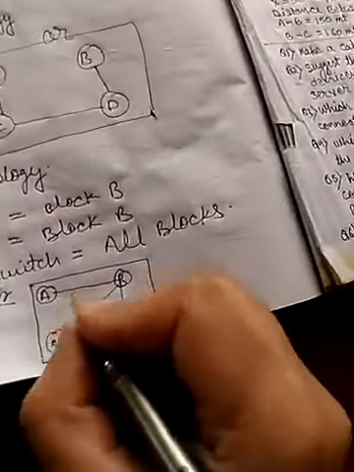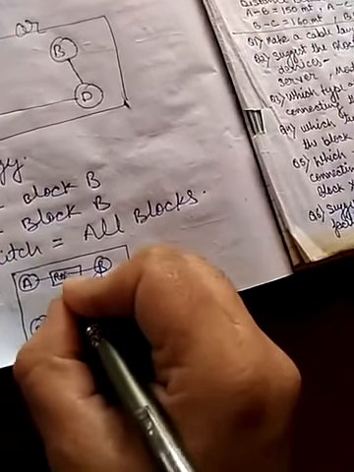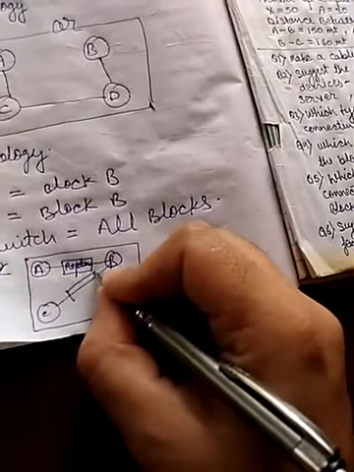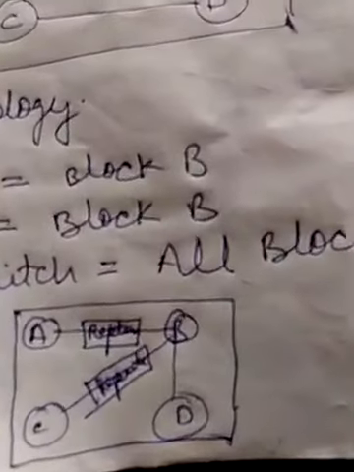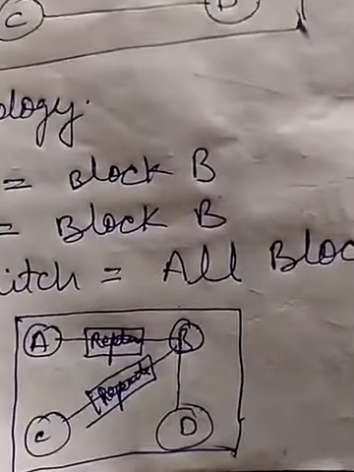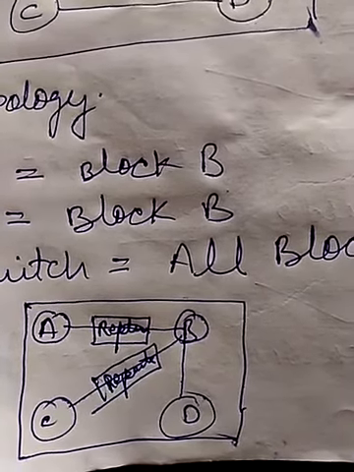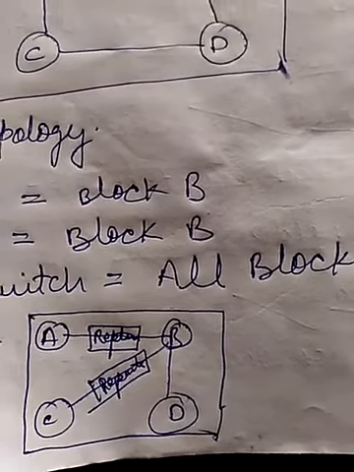So we will do it like this. Here we will mark the repeater, and here we will mark the repeater. So the repeater will be placed in between block A and B and in between block B and C, because here the distance is more than 100 meter.